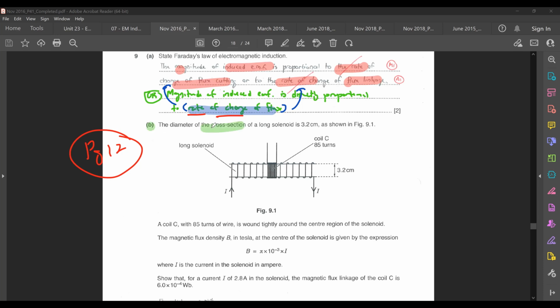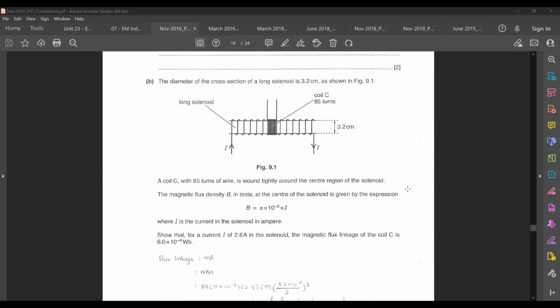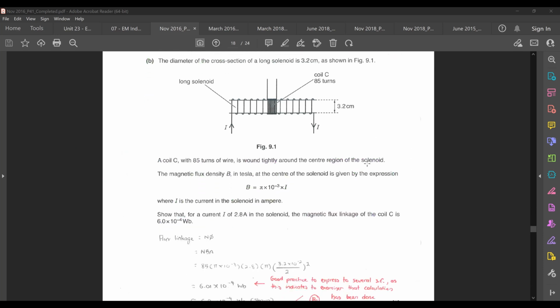Then if you move on to part B, let's go through that question first. The diameter of the cross-section of a long solenoid is 3.2 centimeter as shown in this figure. A coil C with 85 turns of wire is wound tightly around the center region of the solenoid. The magnetic flux density B in Tesla at the center of the solenoid is given by this expression, where B is pi times 10 power minus 3 times I, where I is the current in the solenoid in ampere. Show that for current of 2.8 amps in the solenoid, the magnetic flux linkage for coil C is 6 times 10 power minus 4 Weber.